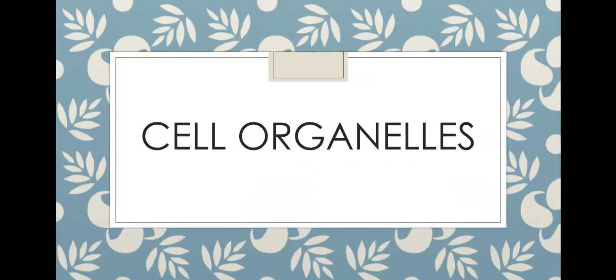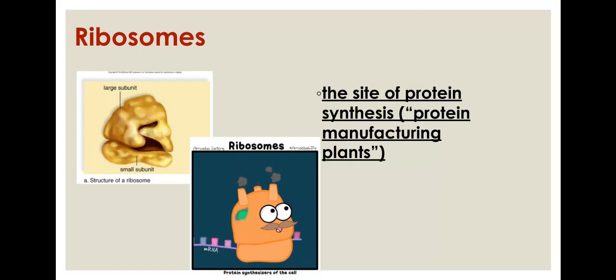All right, so let's dive into the different cell organelles. First, we've got ribosomes. Ribosome is the site of protein synthesis. So you can sort of think of them like the protein manufacturing plants. And we know that we're going to need messenger RNA and transfer RNA as part of this process of making proteins.